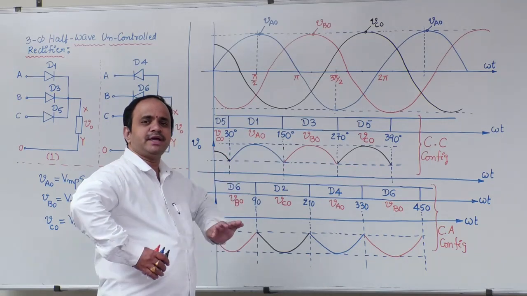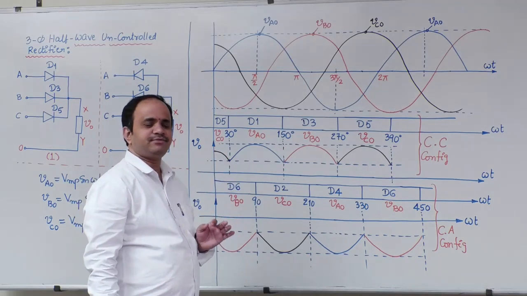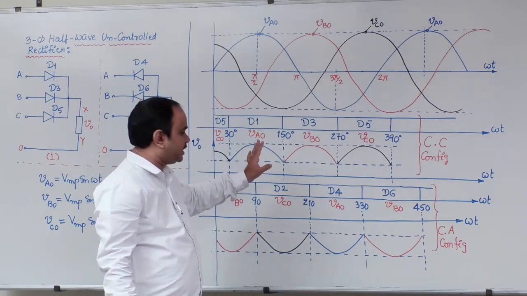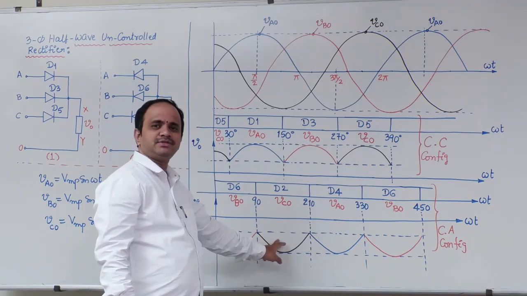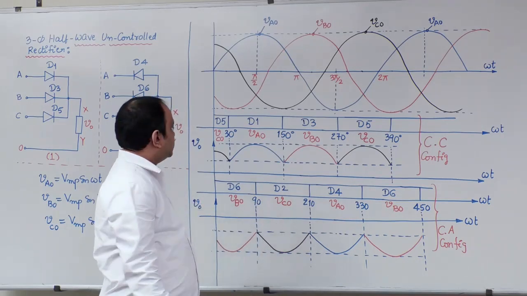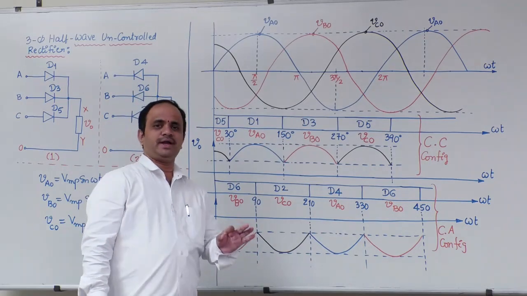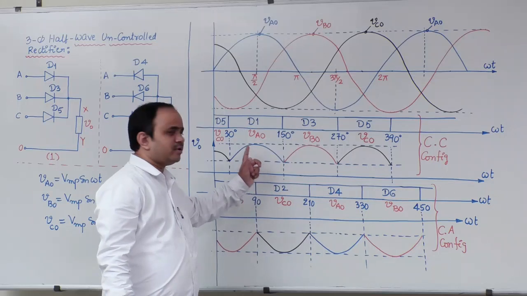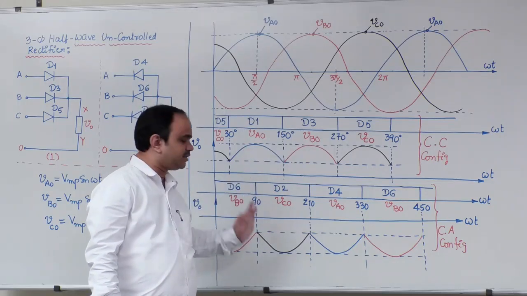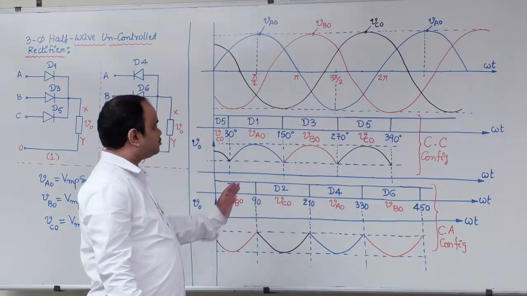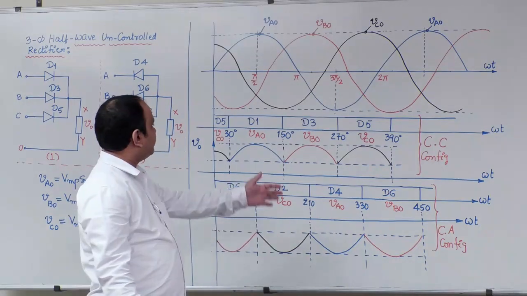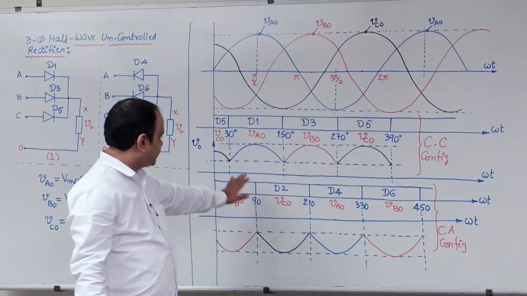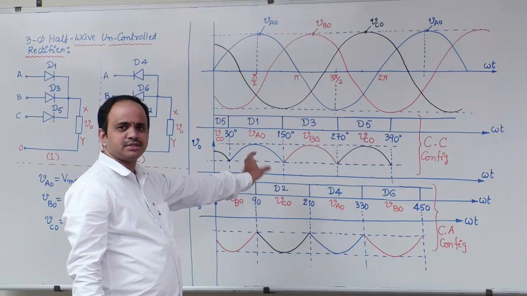That means the DC magnitude is the same. But what is the difference? This waveform will have an average value of positive magnitude, and this waveform will have an average value of negative magnitude. Therefore, there is no need to find average values separately. Any one waveform is enough; taking a minus of that will give you the second waveform. So we can calculate the average output voltage for only the CC configuration. Just remember. So the waveforms are completed for this particular circuit.